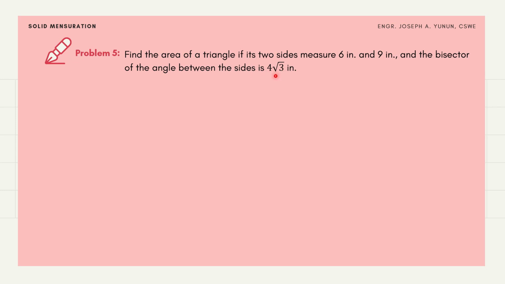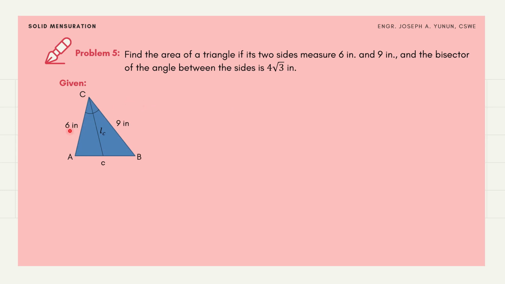So based on the given, the triangle is not specified as right, isosceles, equilateral, and so on. So you need to approximate the length of the sides of the triangle based on the given. If I'm going to draw that one, I would arrive at this given figure.